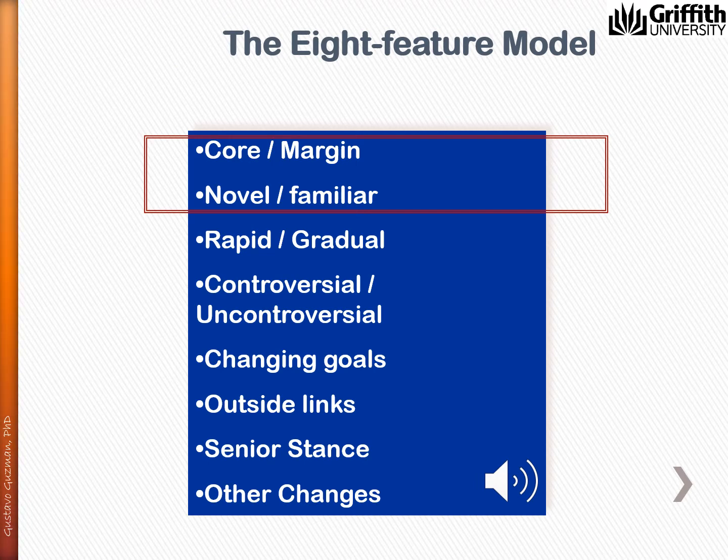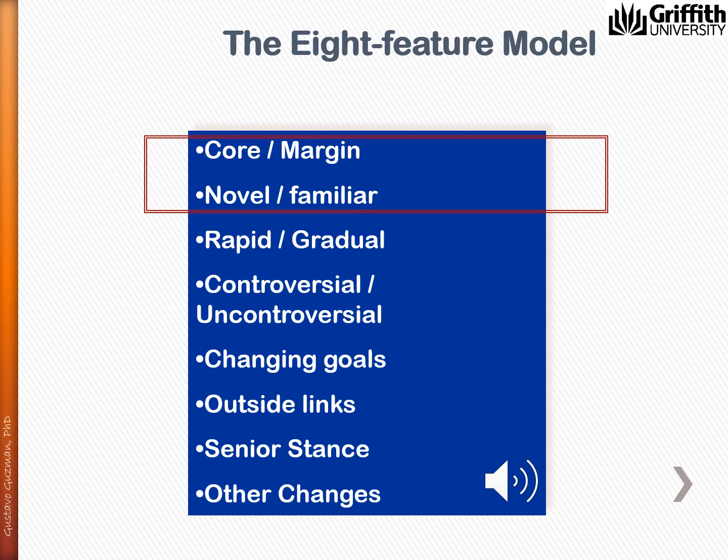The first feature is core versus margin. In this feature, we answer the question: how close is the project to the core operating activities of the organization? At one extreme, we have projects marginal to the business. For example, computer-based systems for ex-employees or the relocation of administrative functions to another building.